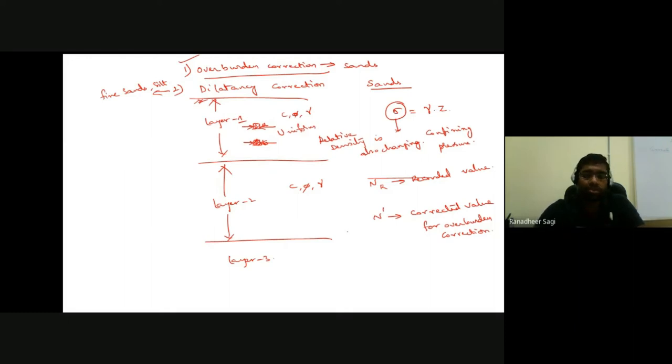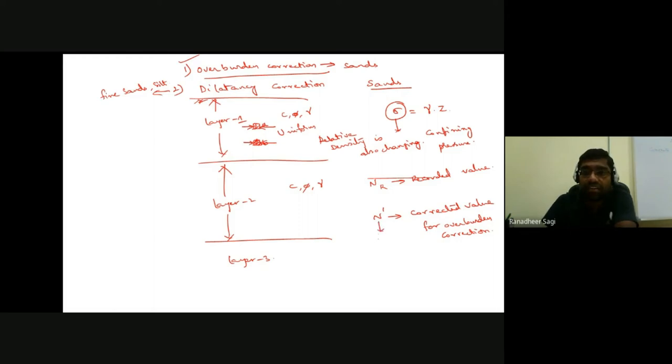Okay, so those SPT N values are to be corrected for even what is called your dilatancy correction. Whenever both corrections are required for that particular soil, the first correction to be applied to the SPT N value determined from the field is the overburden correction. Then we'll see how much the corrected value is after the overburden correction.